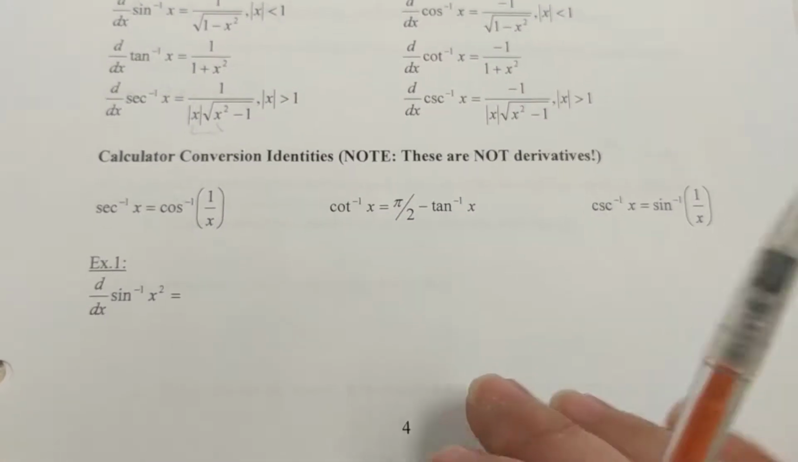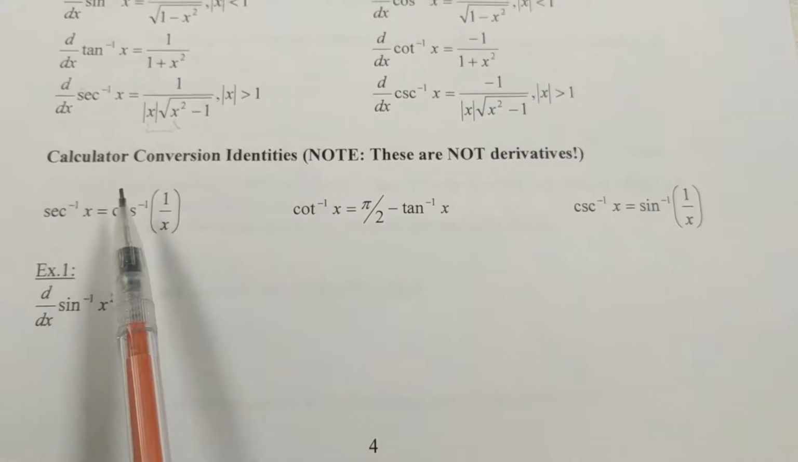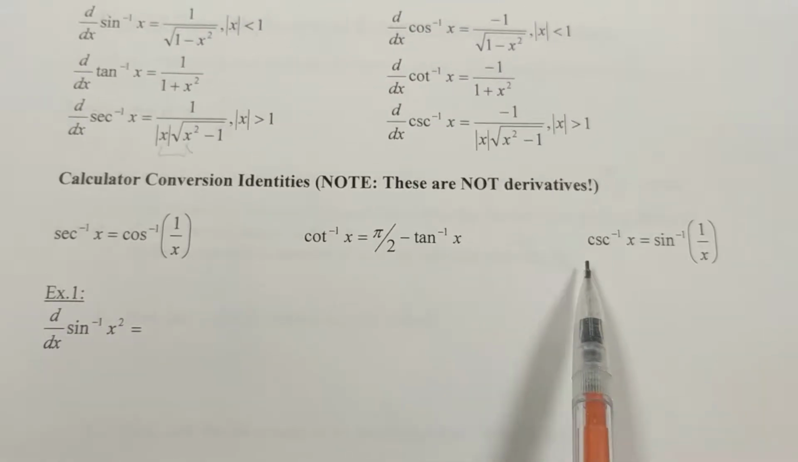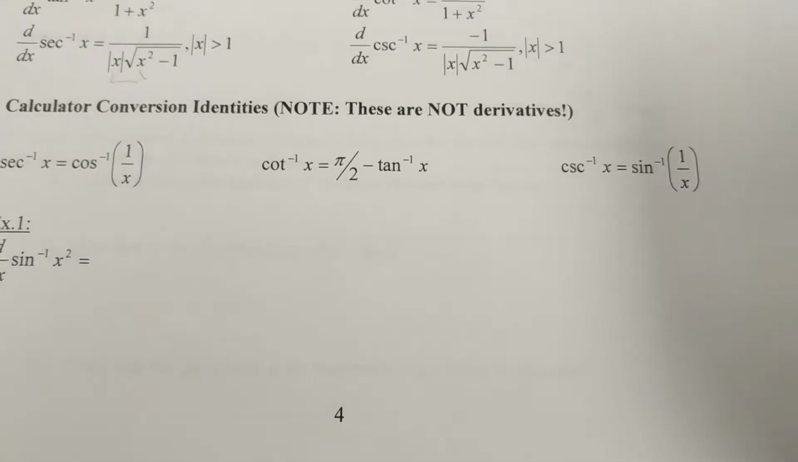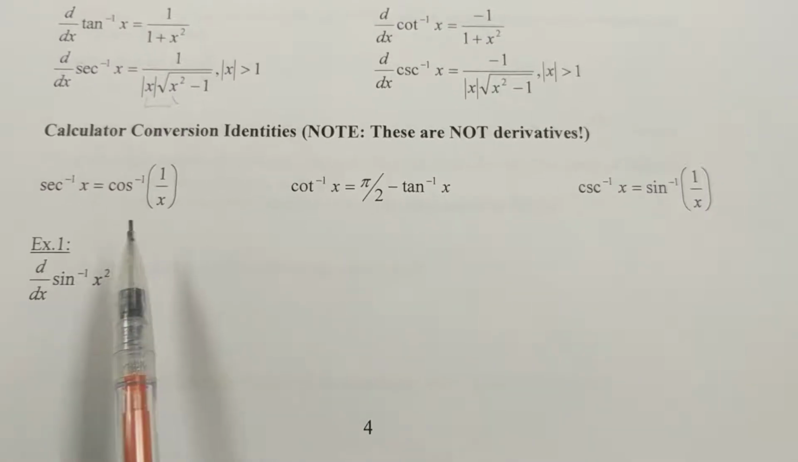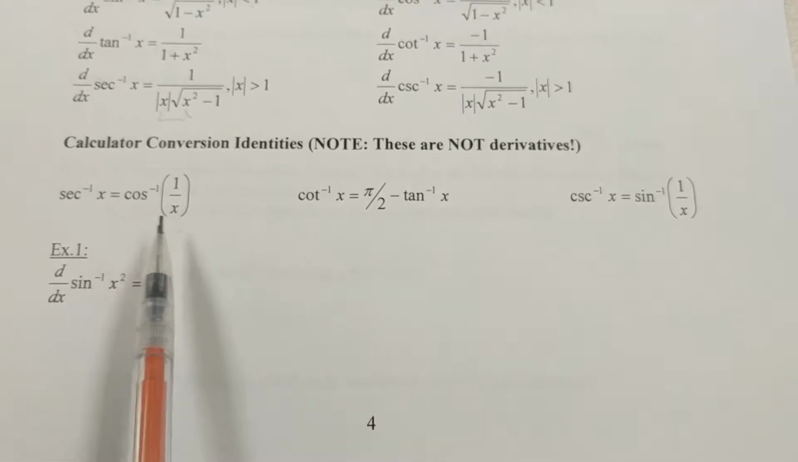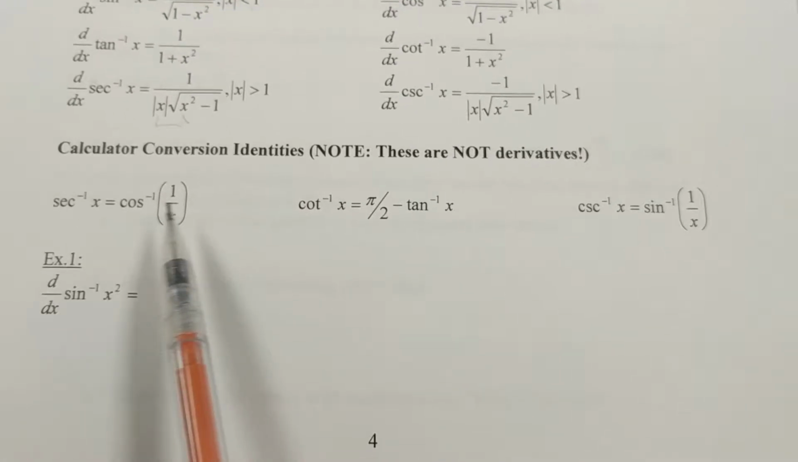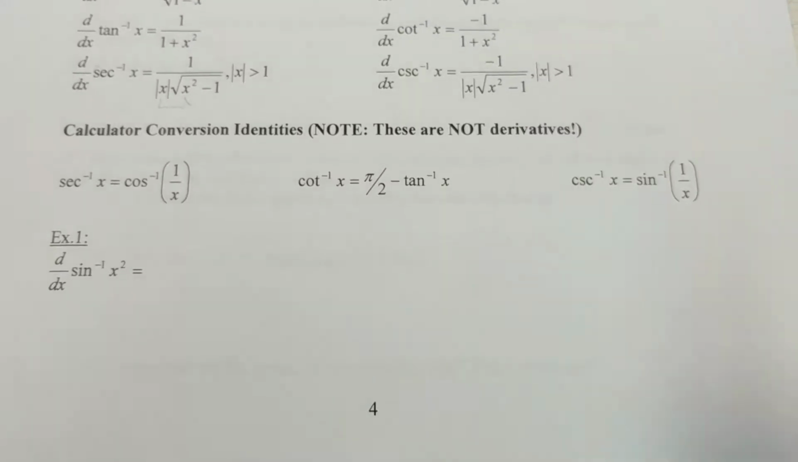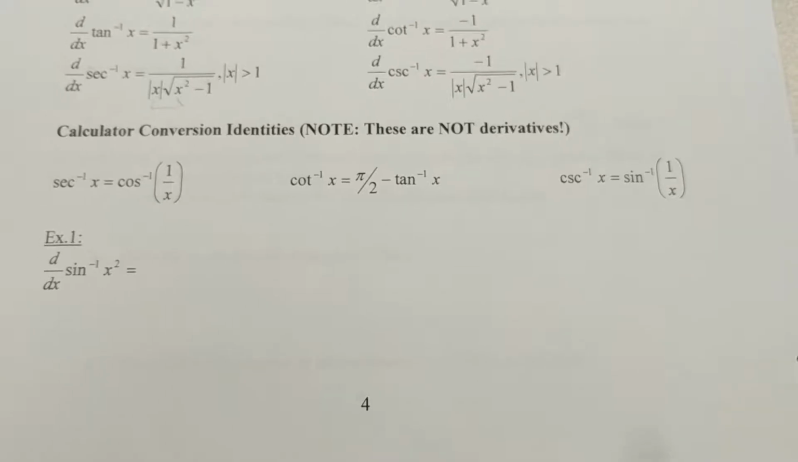For those of you who don't have a TI-Nspire or a fancy calculator, you cannot hit inverse secant, inverse cotangent, or inverse cosecant. We don't have a button for those on our calculators. So just so you know, these are the calculator conversion identities. If you ever have to calculate an inverse secant value, this is how you do it. These are not something you necessarily have to memorize, and these are also not derivatives. So just making sure you know if you need to calculate one, that's how you do it.